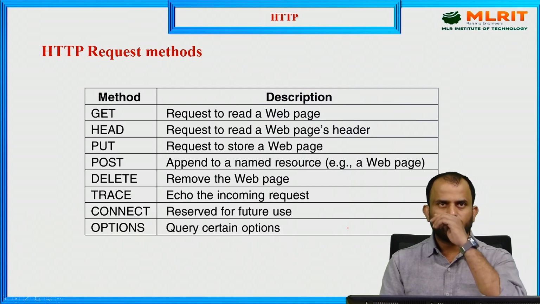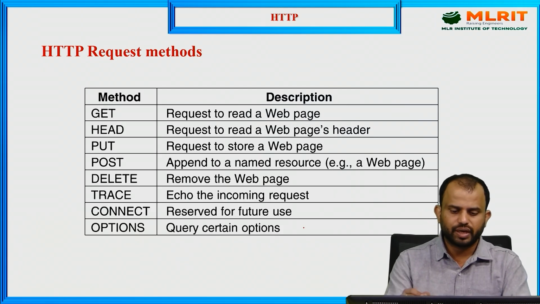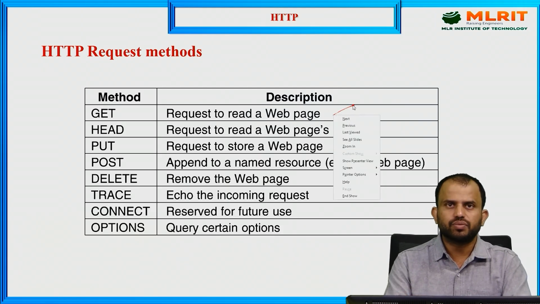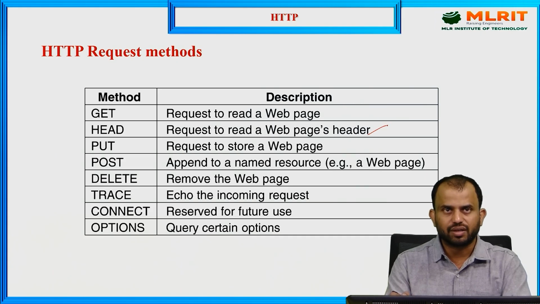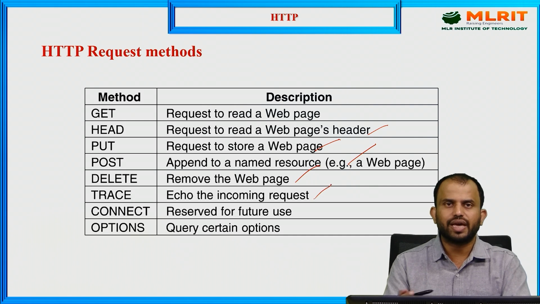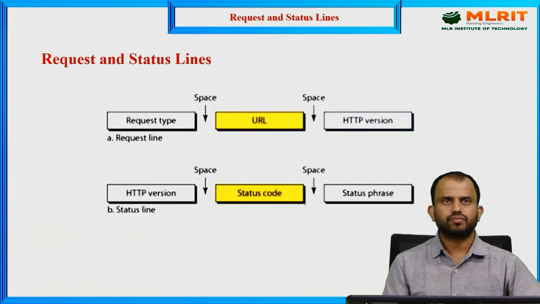What kinds of HTTP request methods are there? The GET method requests to read a web page, the HEAD method requests to read the web page headers, the PUT method requests to store a web page, and the POST method appends to a named resource. DELETE removes the page, TRACE echoes the incoming request, CONNECT is reserved for future use, and OPTIONS acquires certain options.